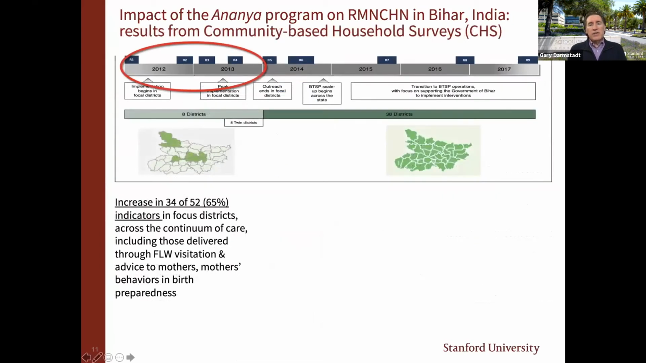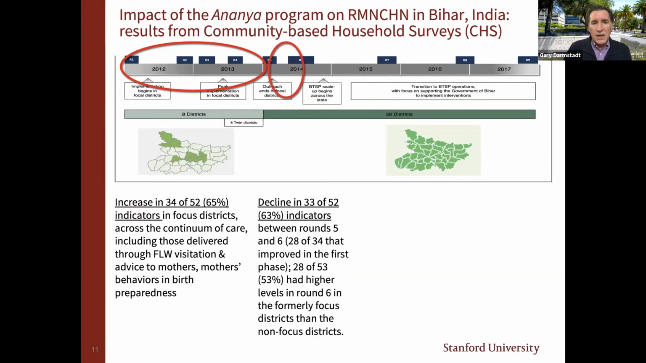And here now we see the community-based surveys conducted by CARE running all the way through the program. In this first phase, again, this is taking into account both the secular change and the change attributable to the program, but we're seeing that about 2/3 of indicators were showing improvements in this pilot phase. However, during the transition to the scale-up phase, we saw a rapid decline over a 6-month period of time or so in about 2/3 of the indicators.